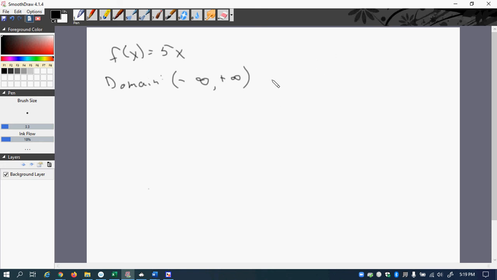Let's do another one. Let's say we're doing f of x equal to 1 over x minus 2. So let's graph that one on our calculator.